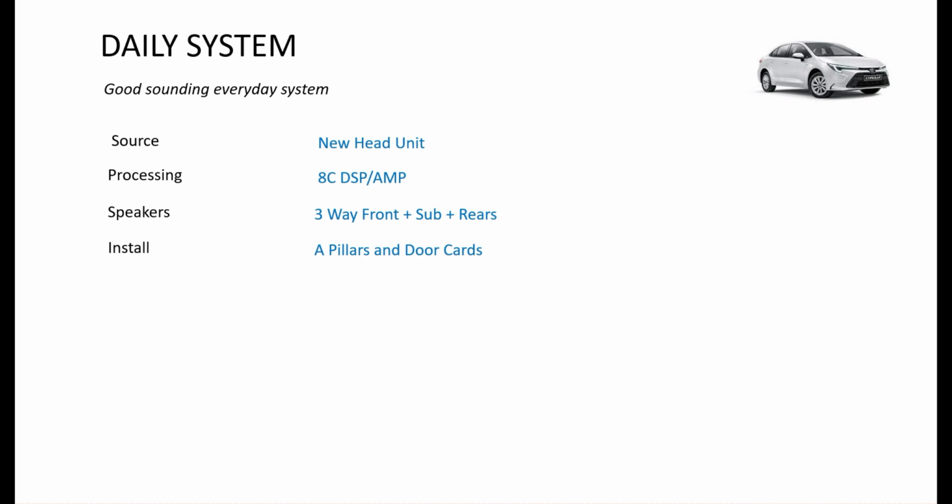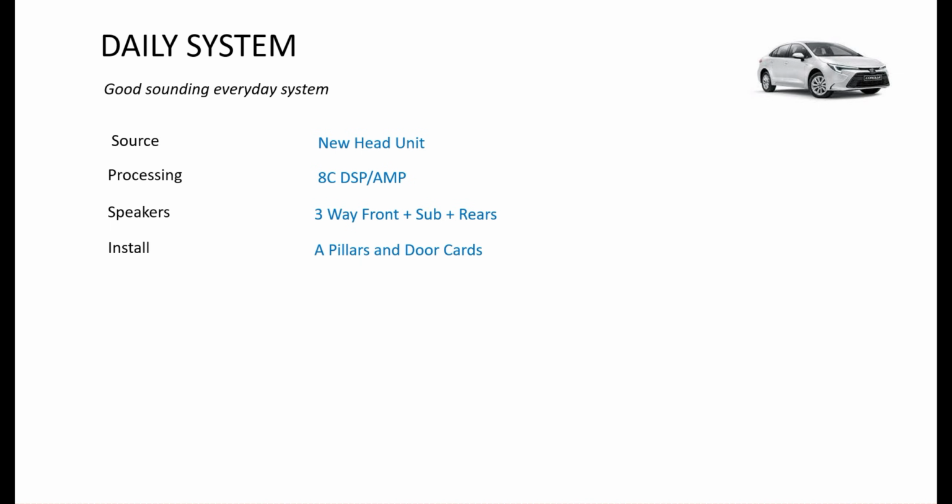Because it's a hatch, you want the sub to be removable if you need some extra storage space. So it's going to be in a little down-firing box or something, with a detachable speaker cable, so you can take it out of the back of the car quickly. And you're going to install the tweeters and the mids on the A pillars near the windscreen, and do the mid bass in the door cards and the rear fills in the rear door cards. So pretty simple.